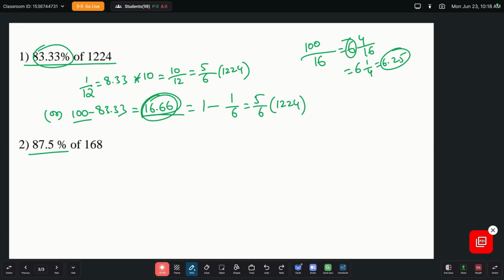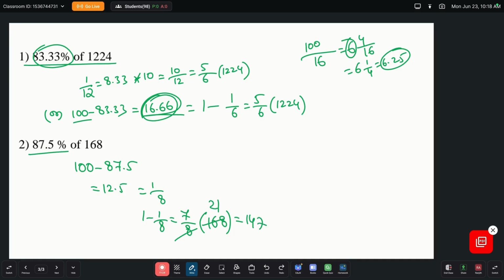Again, 87.5% of 168. This will be equal to 100 minus 87.5, which is 12.5. What is the value of 12.5? 12.5 will be equal to 1 by 8. So 1 minus 1 by 8 equals 7 by 8 times of 168. 8 ones are 8, 21. 21 into 7 equal to 147.